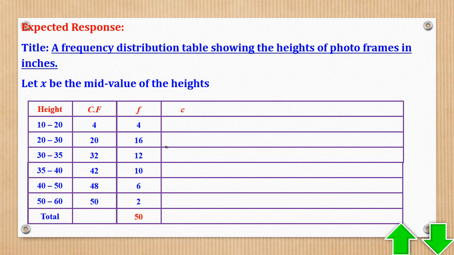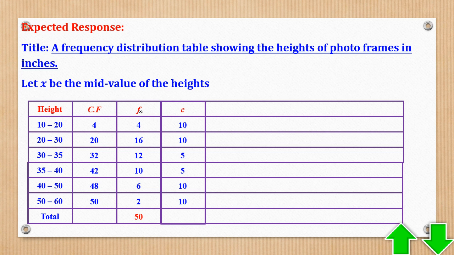Next is C, which is class width. Because for a histogram which we are going to draw, we shall need to get frequency density. So this minus this is 10. This minus this is 10. This minus this is 5. This minus this is 5. This minus this is 10. This minus this is 10.